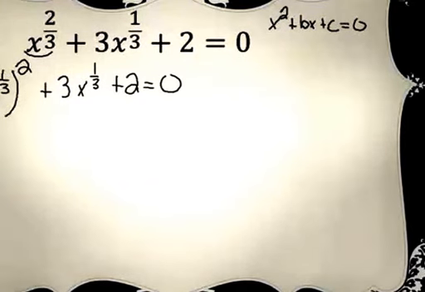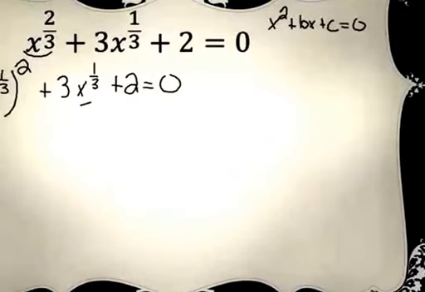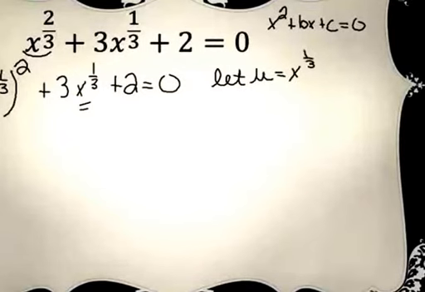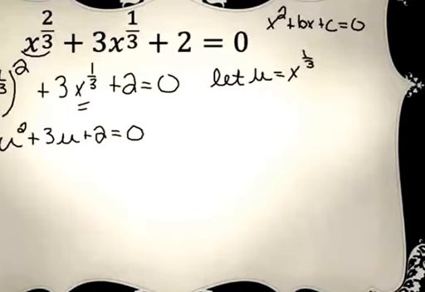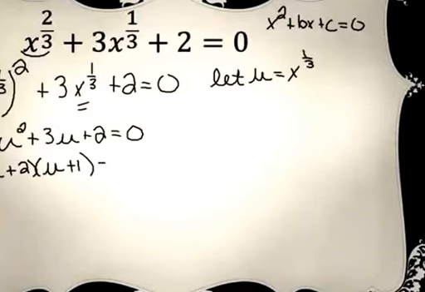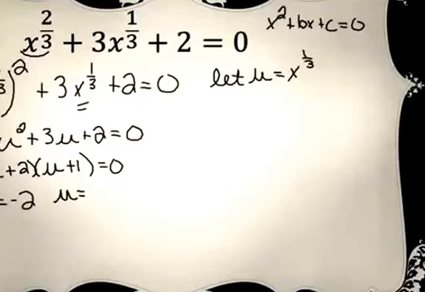Now hopefully you see what we're going to substitute. We're going to substitute u in for x to the 1/3. So we're going to let u equal x to the 1/3. So now we have u squared plus 3u plus 2 equals 0. And now it's just a matter of solving it. Well, we know that u plus 2 times u plus 1 equals 0. So u equals negative 2 and u equals negative 1.